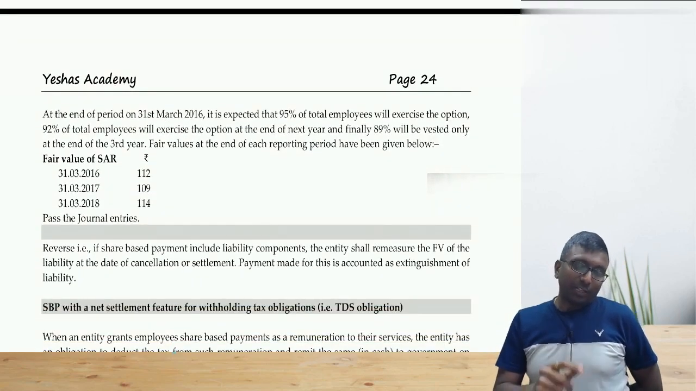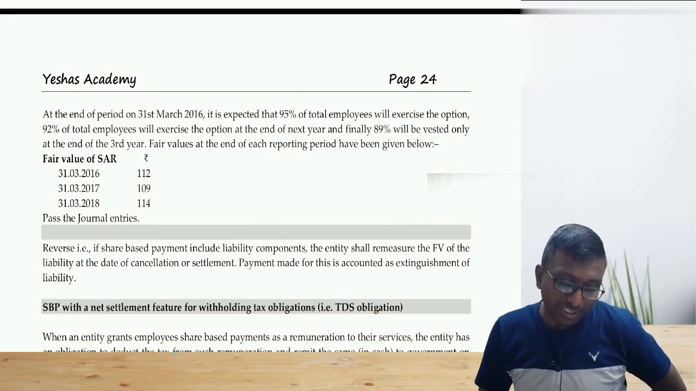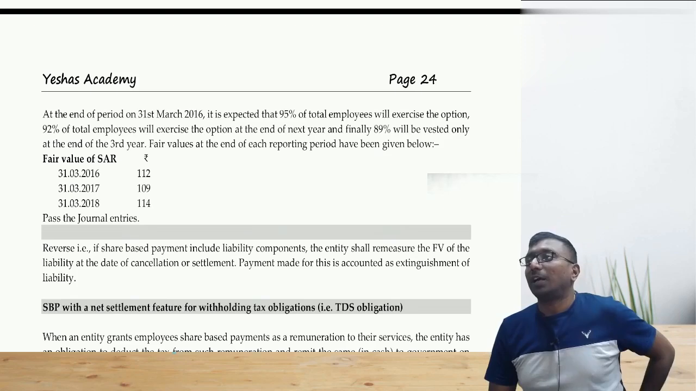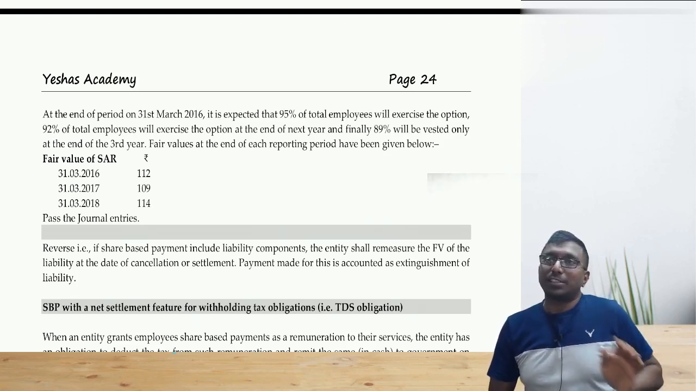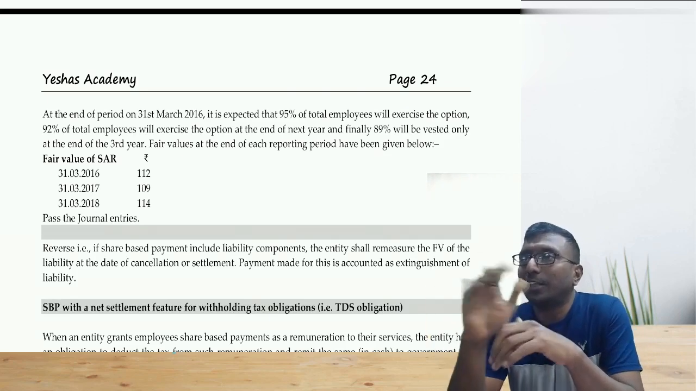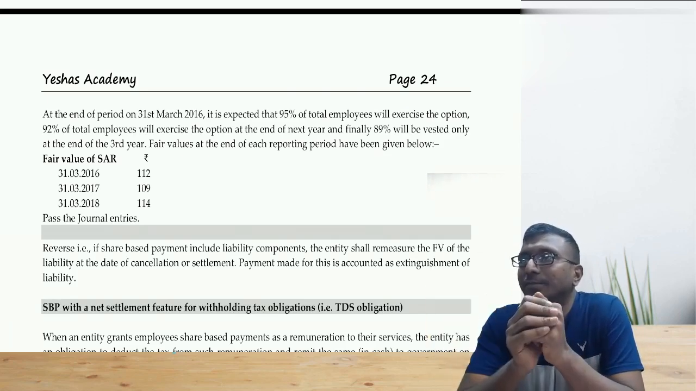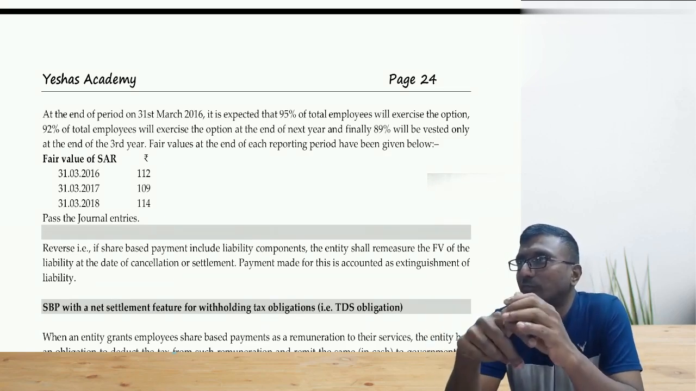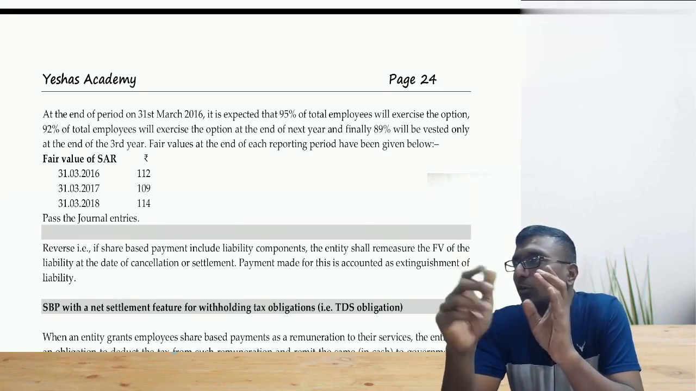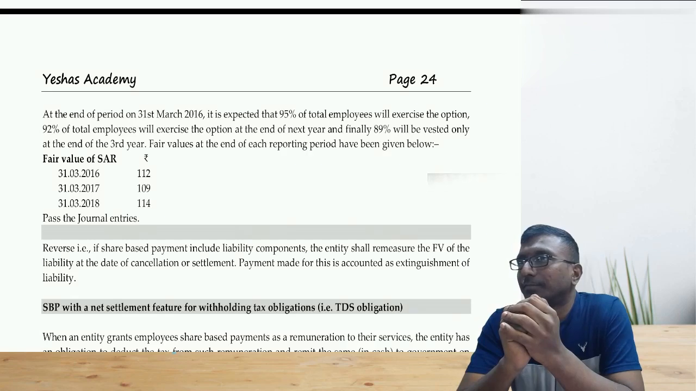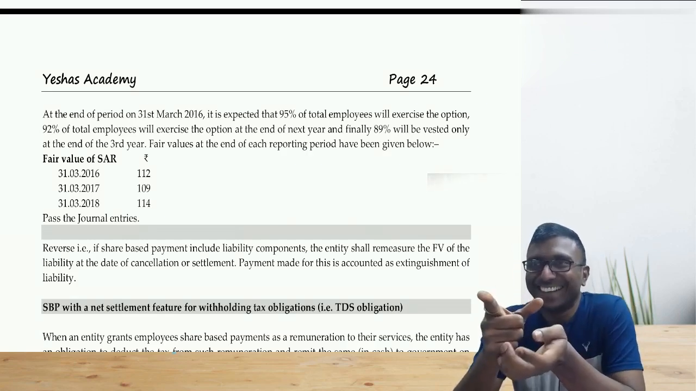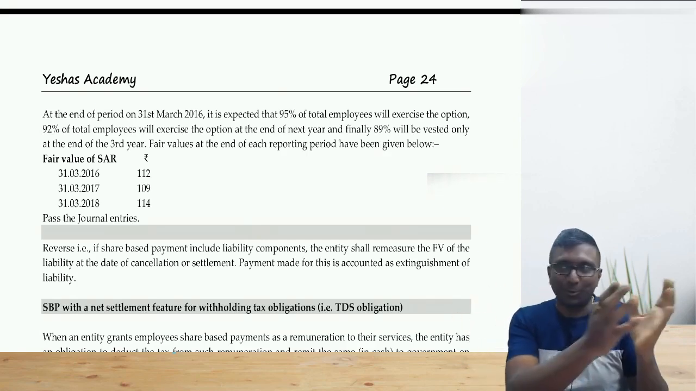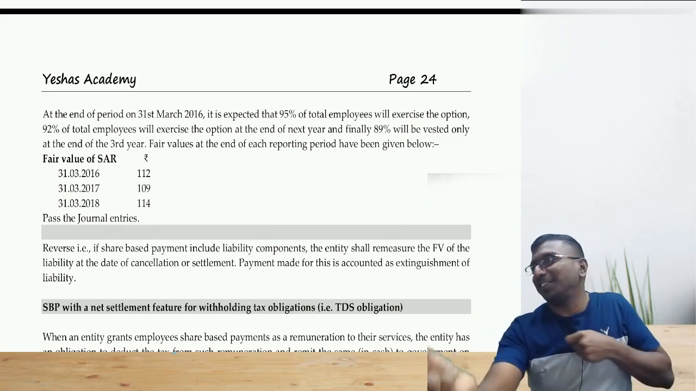Exactly. Now, at the end of the period, 31st March 2016, it is expected that 95% of the total employees will exercise the option. Suppose you are the employee of the company. It vested immediately. On 31st March you got an offer from another company. What do you do? Exercise first. Cash settle it, they have already vested. First go to the counter, take the money, then put in your resignation.